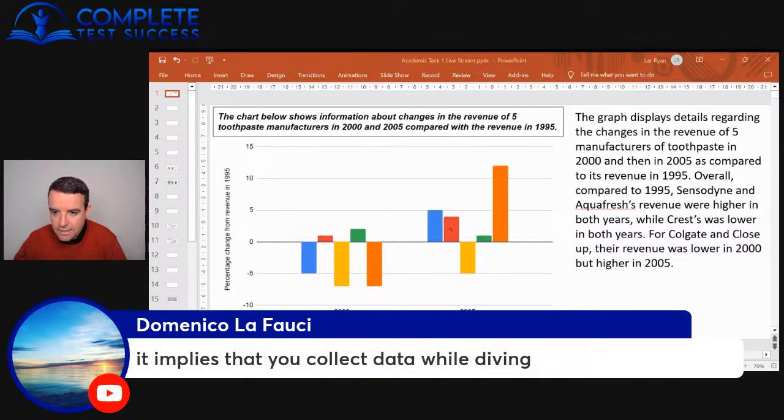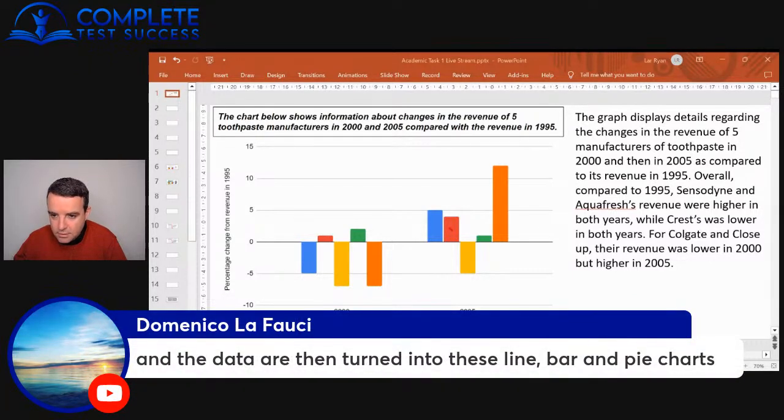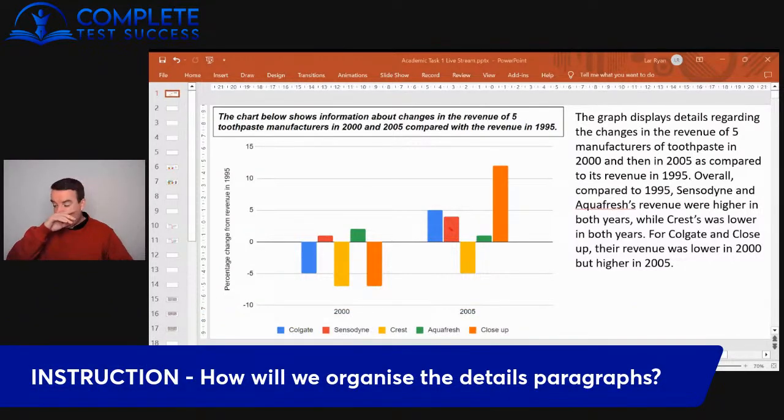It implies you collect data while diving. Nice. So you have to do this as well, Domenico. Yeah. Well, to be honest, if you're familiar with making charts, it would definitely make understanding them a lot easier.